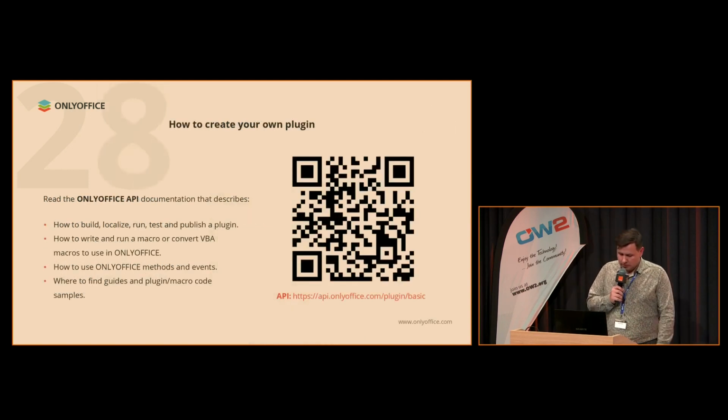So if you want to learn more about OnlyOffice plugins and how they work, you can always refer to the official API documentations I've already mentioned today. So you can just scan this QR code and you will discover how to create and publish your plugins, how to convert VBA macros to OnlyOffice, how to use OnlyOffice API methods and events, and where to find guides and plugin examples. So if you have any questions about OnlyOffice plugins, you will find also a FAQ section in the API documentation with useful information.